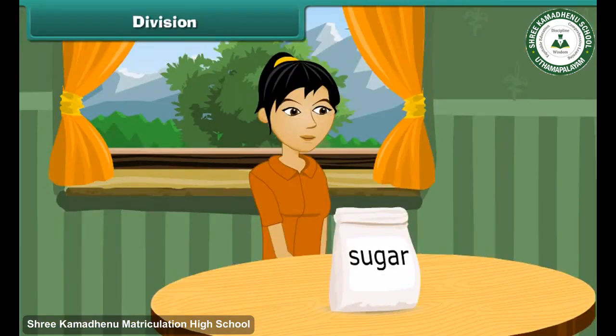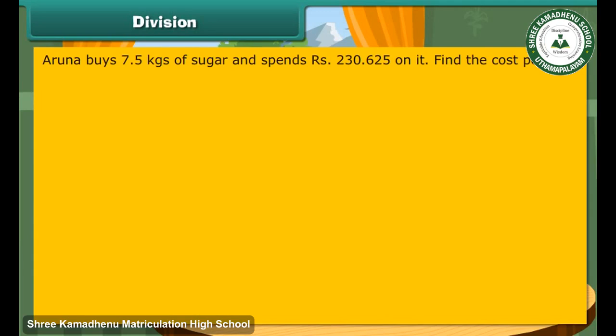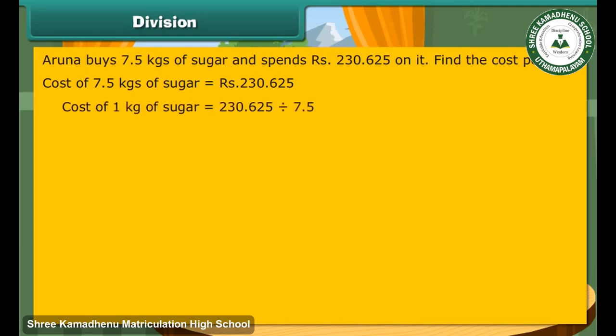Division. Aruna buys 7.5 kgs of sugar and spends rupees 230.625 on it. Find the cost per kg. Cost of 7.5 kgs of sugar is rupees 230.625. Cost of 1 kg of sugar is 230.625 divided by 7.5.